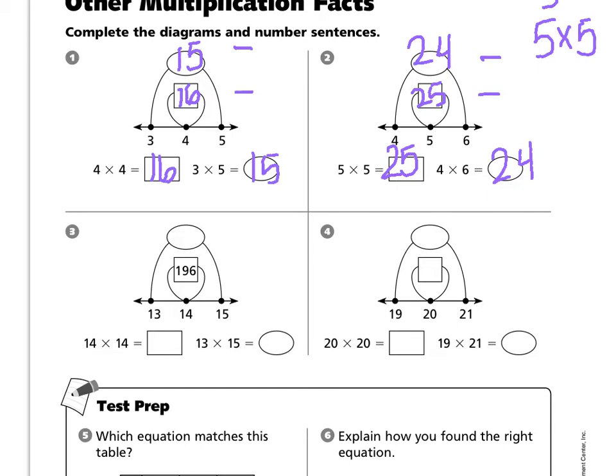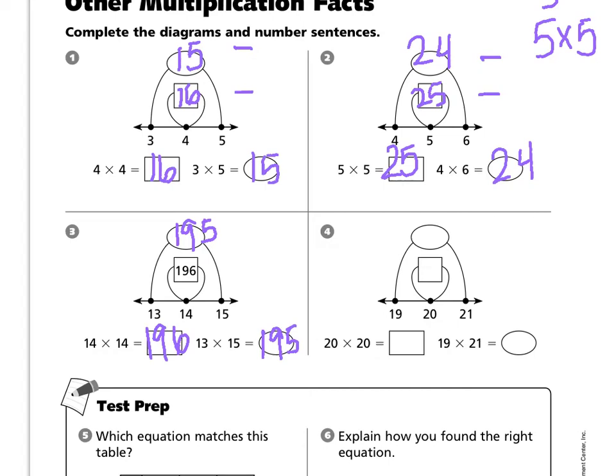So 14 squared equals 196. One less than 196 would be 195. So you know that 13 times 15 is 195. And 14 times 14 would be 196.